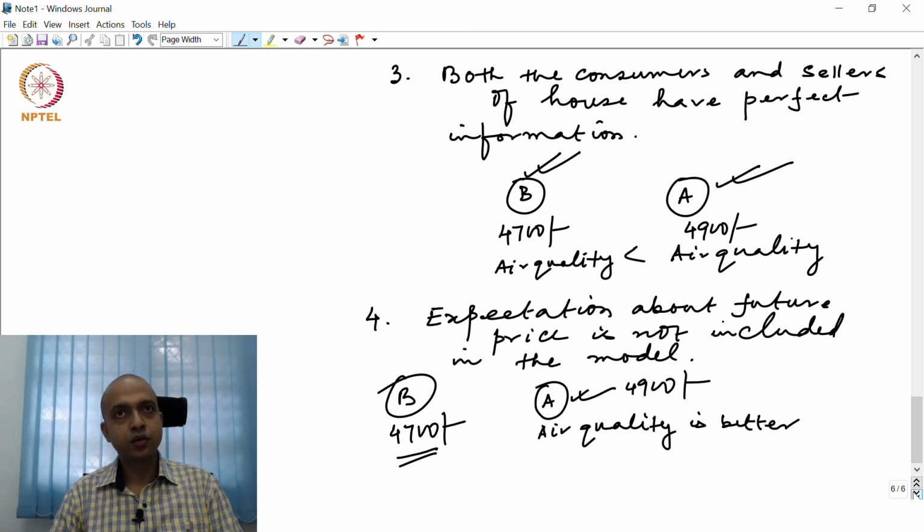So with this, let us close our discussion on the first approach of the revealed preference method, which is hedonic pricing, and the travel cost method I will discuss in tomorrow's class.